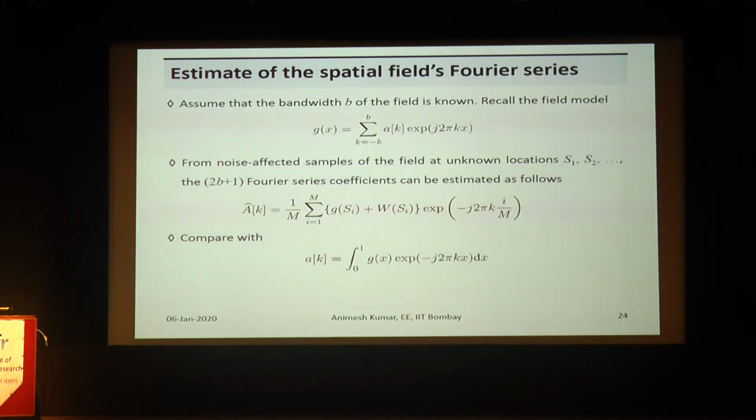All right. So the way we estimate the spatial field's Fourier series, because if we estimate the Fourier series, that's equivalent to estimating the field itself. We set up this estimate that you see in the middle here. We have a hat of k, which is some sort of weighted average of the noise affected field samples multiplied by appropriate phasor coefficients here. You want to compare this with the true Fourier series coefficient, which is given by the analysis equation, as it is called in signal processing, or otherwise just an inner product between the field g of x and a phasor with appropriate frequency of 2 pi k.